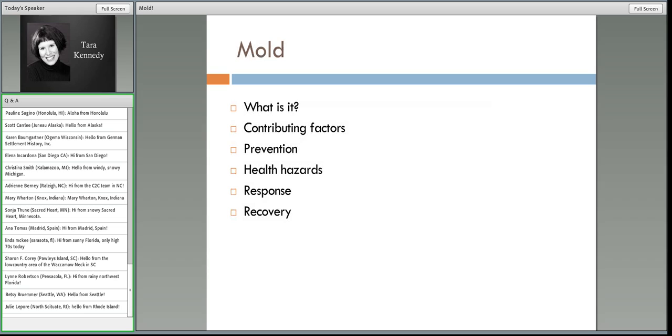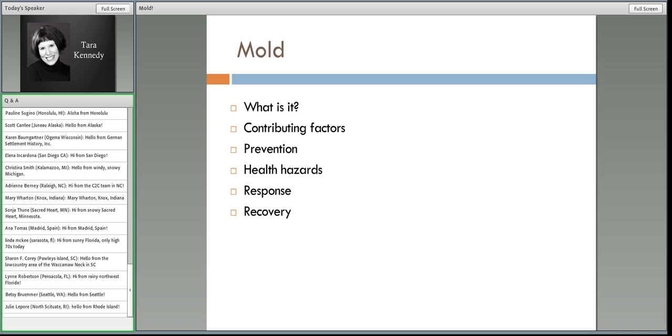So the first slide here will show what I'm planning to talk about today in terms of an outline. First I'm going to talk about what mold is, what the contributing factors are in terms of getting mold to grow and progress and spread, how you can prevent mold in your collection, some of the health hazards associated with mold, and how you should respond to a mold outbreak, and finally, the recovery steps that are necessary to take care of a mold problem in your collection.